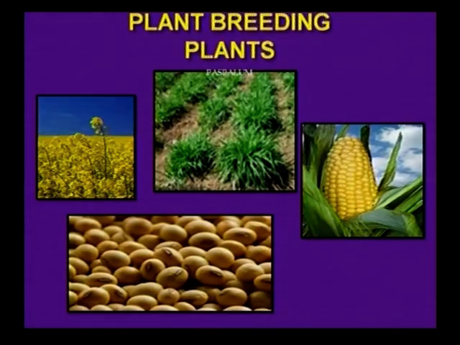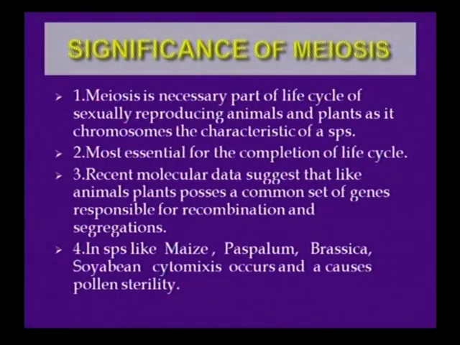Here we know that meiosis is a necessary part of the life cycle of sexually reproducing animals and plants. Listen carefully friends, this helps in restoring the chromosomes, the characteristics of species. Meiosis is most essential for the completion of the life cycle of plants. Recent molecular data suggests that like animals, plants possess a common set of genes.